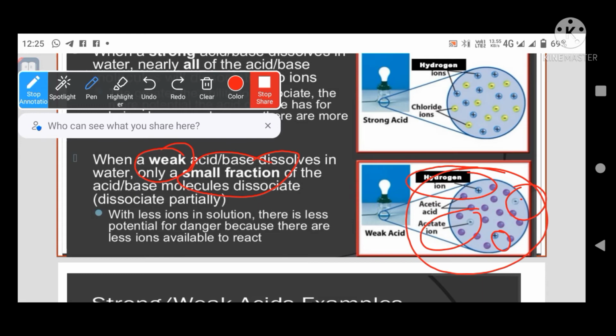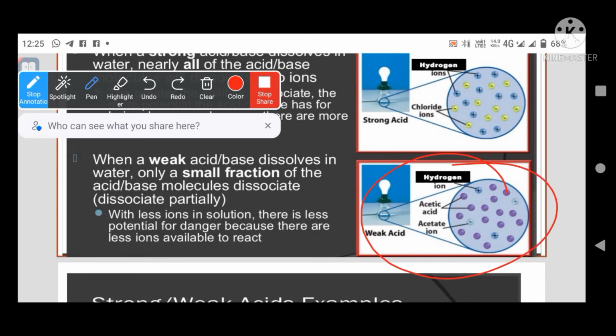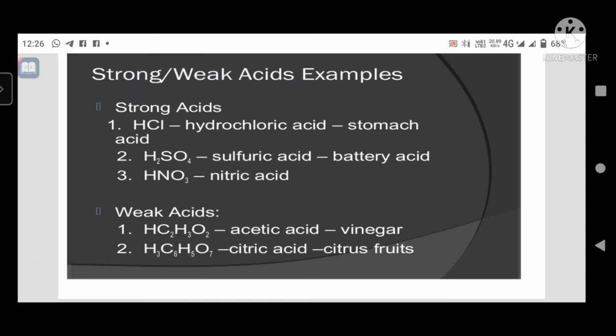There is less potential for danger because there are fewer ions available in the reaction. Why? Because the availability of ions is less, for both acid or base. When we take the example of copper, copper is a good electricity conductor because the presence of ions is more in that copper.